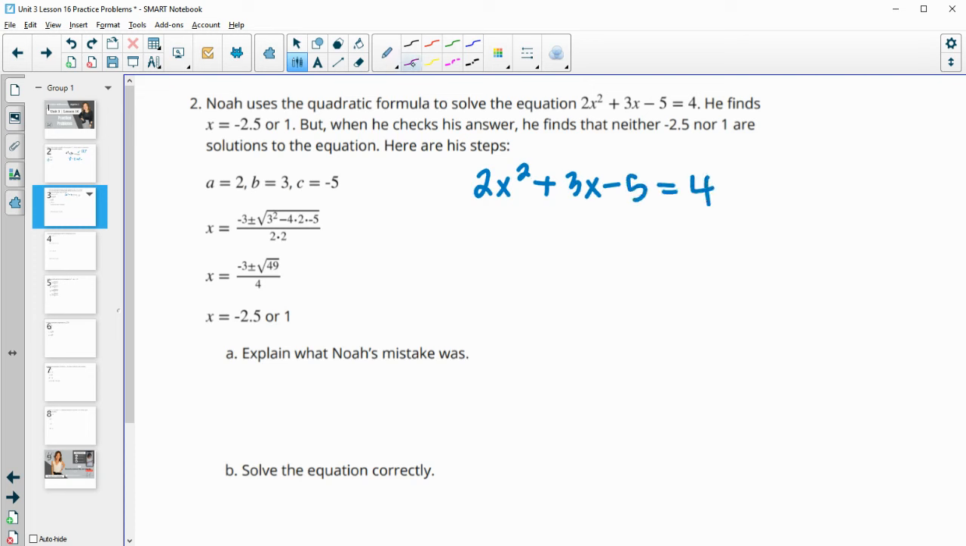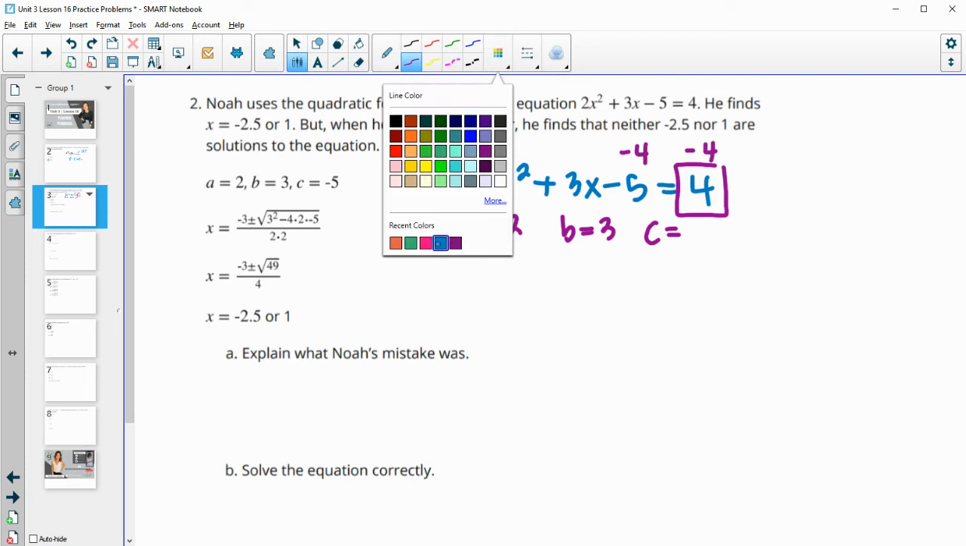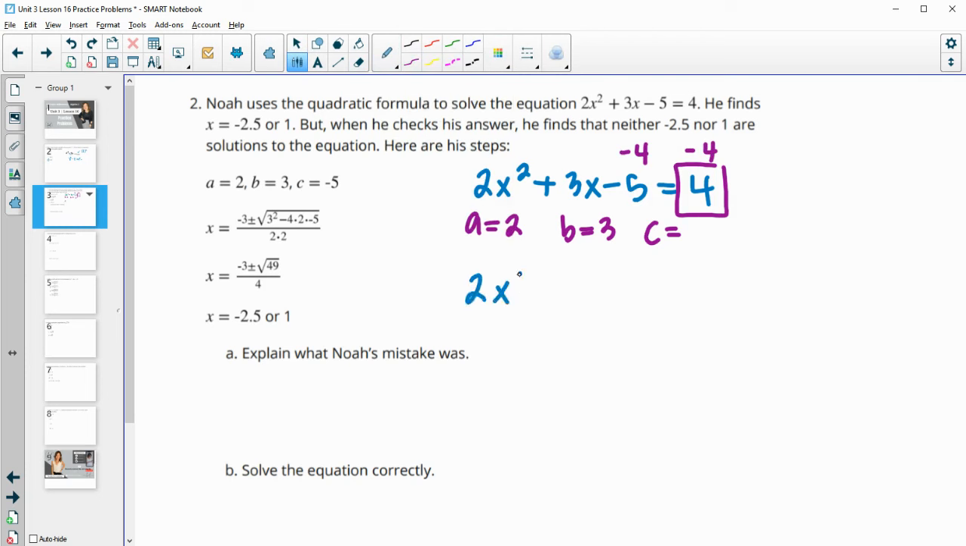You can see here that Noah said the a value was 2, the b value was 3, and the c value was negative 5. However, we have to have the equation equal to 0. So you need to bring this 4 over and get the equation equal to 0. So this c value is actually incorrect. Then it asks us to solve the equation correctly. So we would subtract 4 from both sides. And so our actual equation that we would put into the quadratic formula would be 2x squared plus 3x minus 9 equals 0. So the c value that we want to use is actually negative 9.